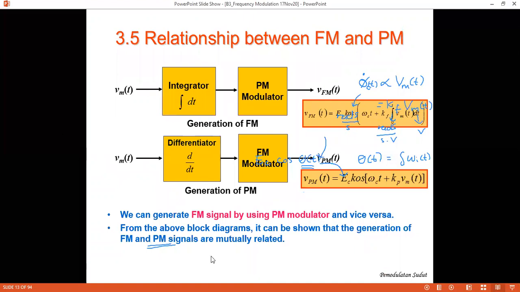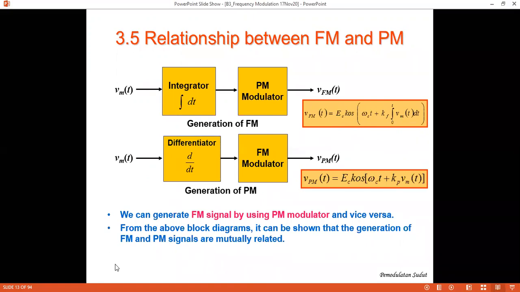Next, we look at the relationship between PM and FM. They are closely related, where we can generate an FM signal by using a PM modulator and vice versa. For FM, the VMT has to be integrated, but for PM, the VMT does not have to be integrated. It is used as it is. So if we use a PM modulator to generate FM, we need an integrator in front, so that our output will have the integrated VMT. If we use an FM modulator to generate PM, we have to put a differentiator in front, because the FM modulator will integrate our VMT. To neutralize that and keep it as the original VMT, we put in a differentiator. Then our output will not have integration at the front.